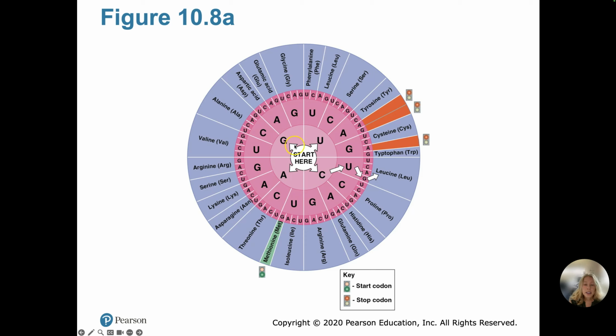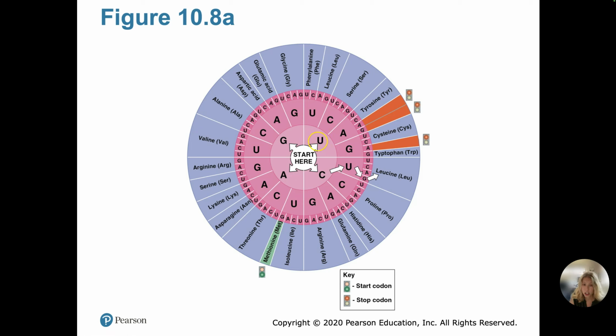These three inner rings are different letters that would make up the codon. So this would be the first letter in the codon. This would be the second letter in the codon, the second ring, and then the third smallest ring is the third letter in the codon. To use this, you start in the middle and work outwards. So let's say we had a sequence of U, U, G. So we're going to start here. U was our first letter. Our second letter is also U.